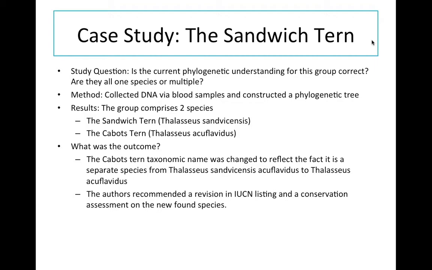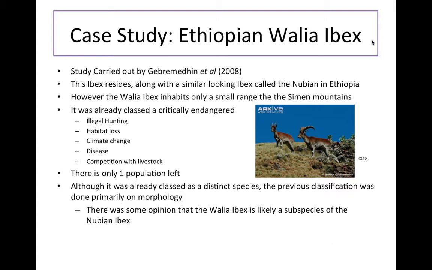They collected DNA via blood samples and constructed a phylogenetic tree, and the results came back that the group actually comprised two species. So what was the outcome? The name changed for the two species to reflect that they were indeed separate species, and the authors recommended a revision in the IUCN listing and a conservation assessment on the newfound species. So you can see how that is important for future conservation efforts. Now the next case study is on the Ethiopian walia ibex.